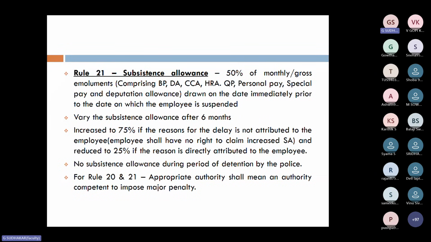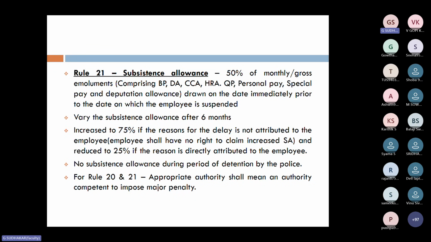Second case: the employee is not coming to the inquiry, he is absent. He says, I am not sick, I am out of station. If it prolongs like that and more than 6 months is over, management has the decision to reduce the subsistence allowance to 25%. So those are the two concepts: increase to 75% if the reason for the delay is not attributed to the employee, and reduce to 25% if the reason is directly attributed to the employee.